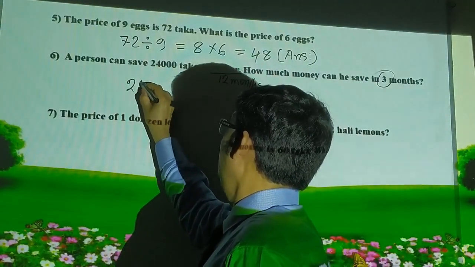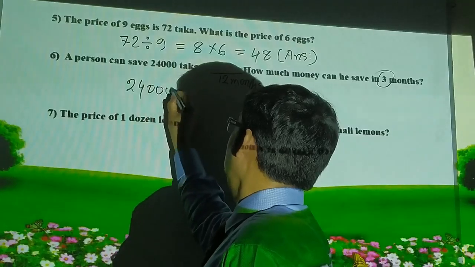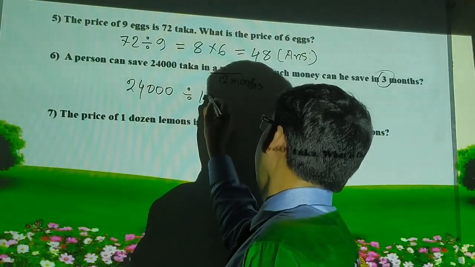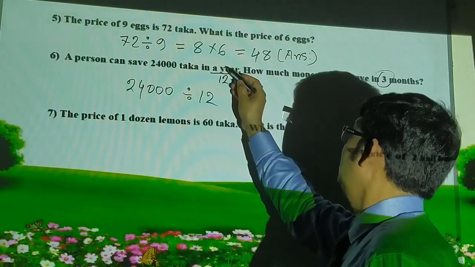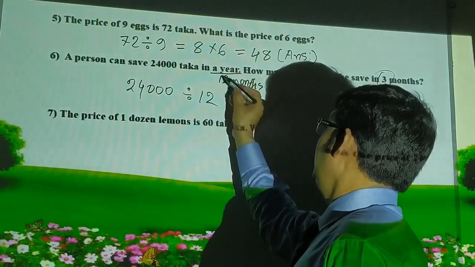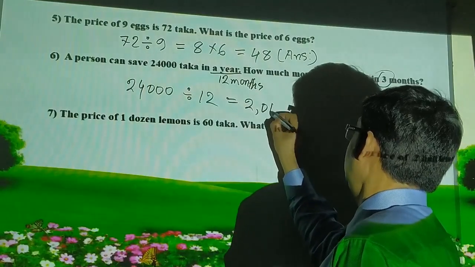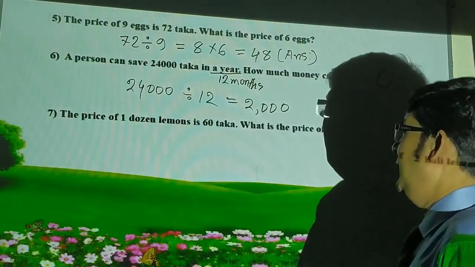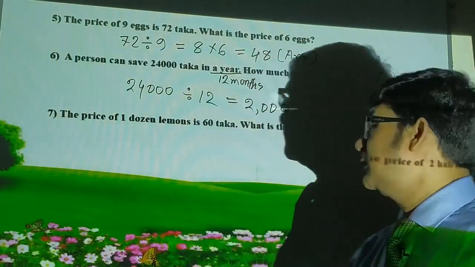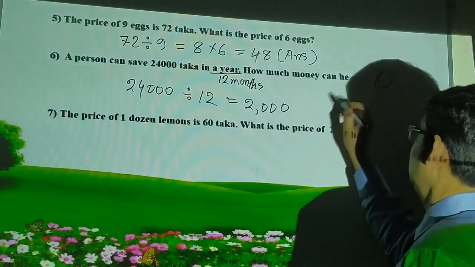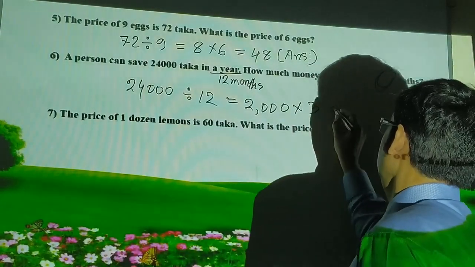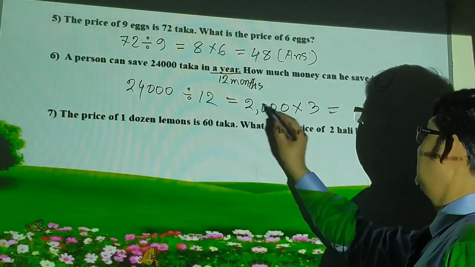So 24,000 divided by 12, because where did we get 12? 12 means 1 year. So it will be 2000 taka, right? 2000 taka saved in 1 month. Okay, so how many months here? 3 months here. So multiply by 3. So it will be 6000.